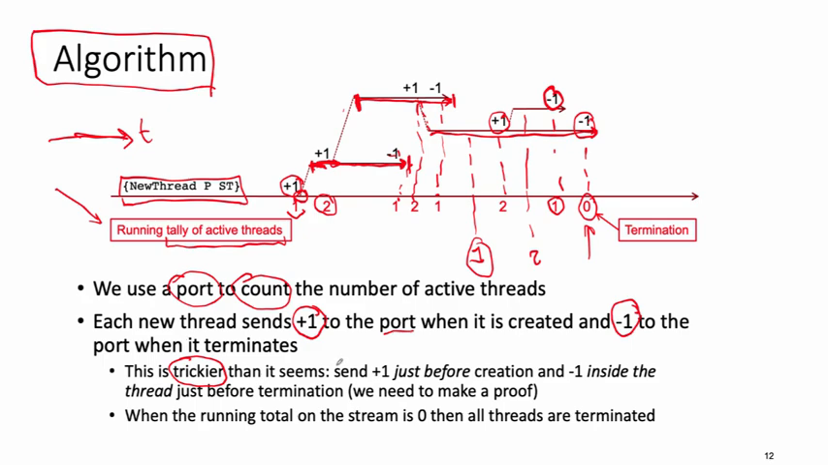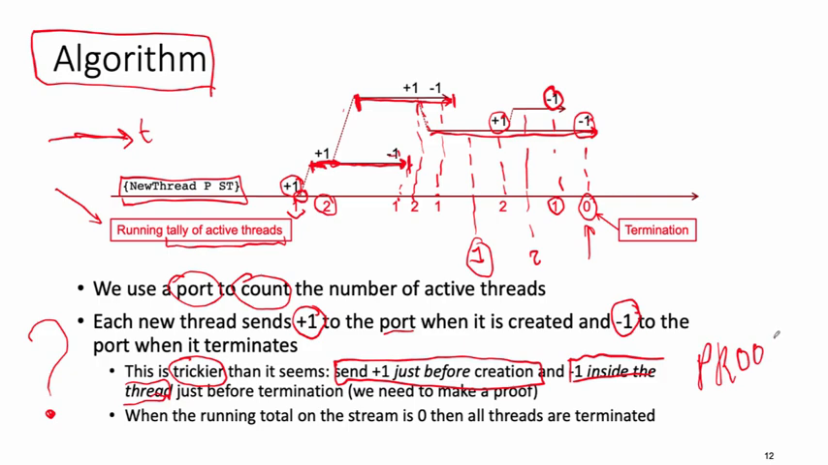The idea is to send the +1 just before the thread is created, and the -1 inside the thread just before the termination. So we will see that this works. How can we be sure that this works? Actually, we need a proof of this. We will reason on this. We will make a proof that this actually works.